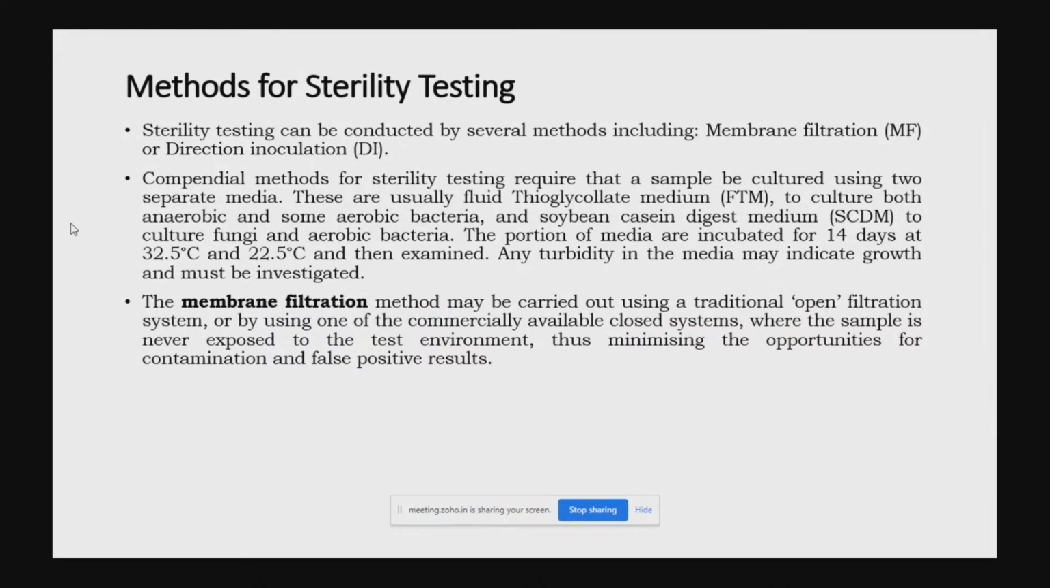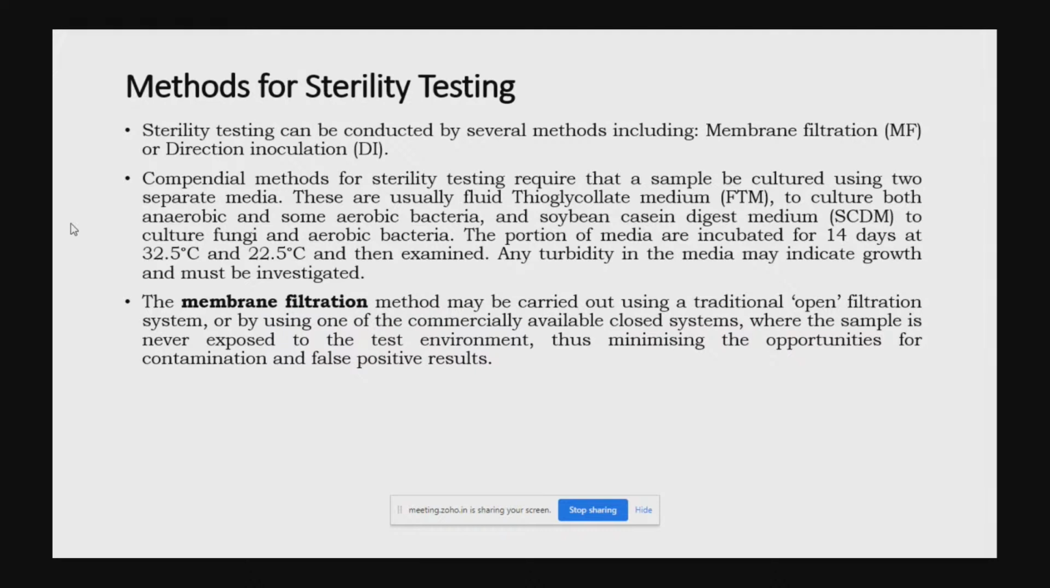One portion was inoculated in the FTM, and another one in SCDM. So it's a conventional method. But in the current scenario, the technology has advanced, and a closed system is available in the market. A closed system is nothing but a canister-based system. There is such a design of the canister that the product is directly filtered out without touching, without human intervention.